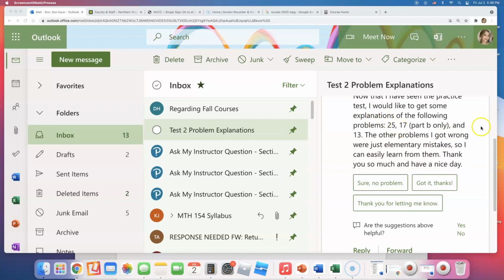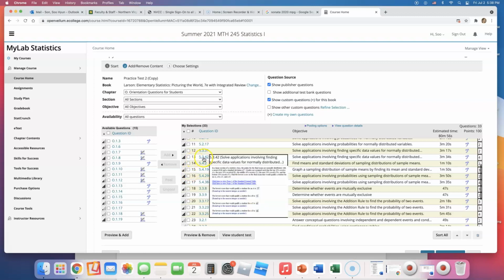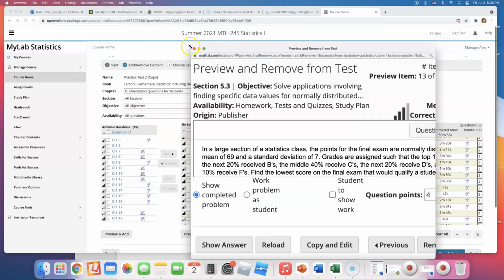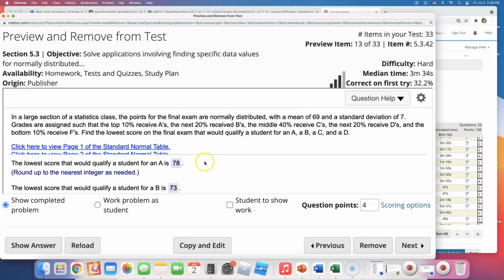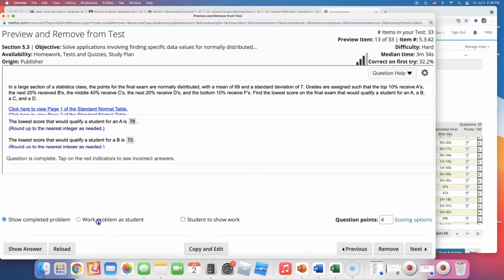In this video, I'm going to go over number 13 first, number 13 on our practice test. It's a very good one. It's the grade one. So let me work this problem out as a student.